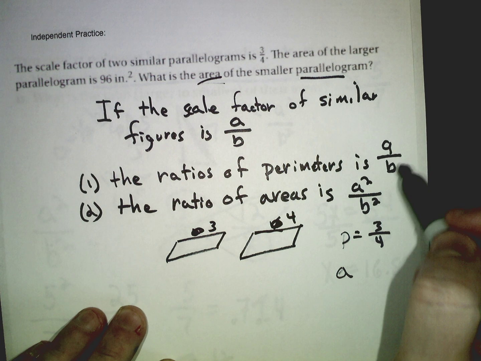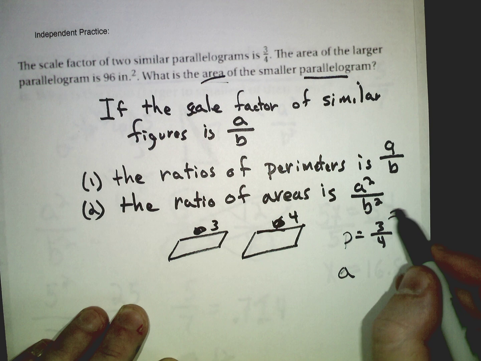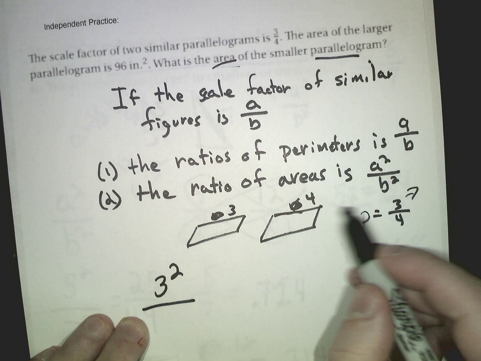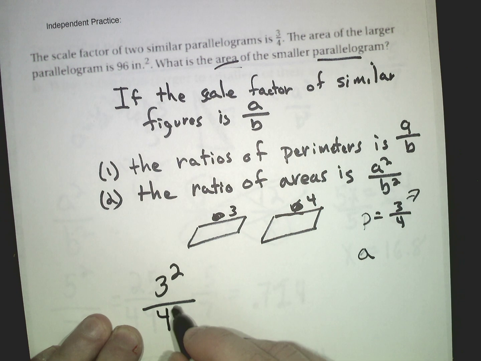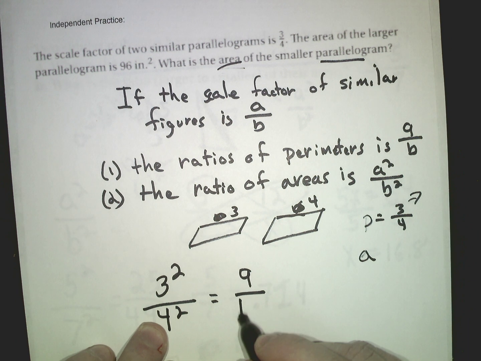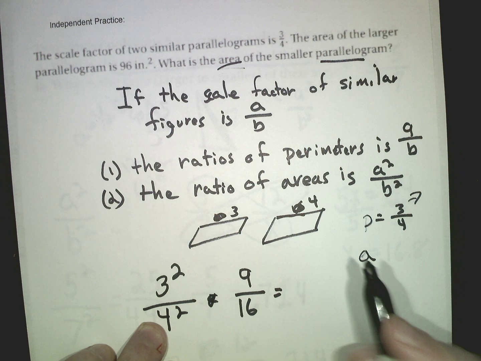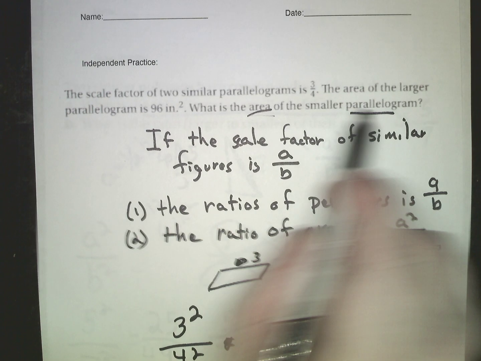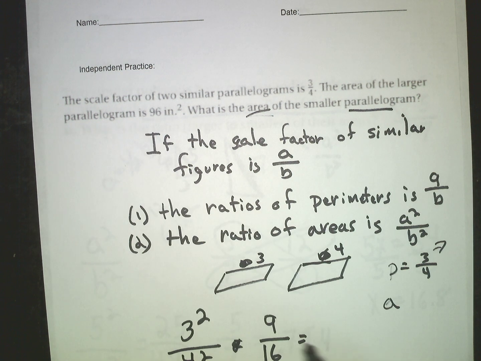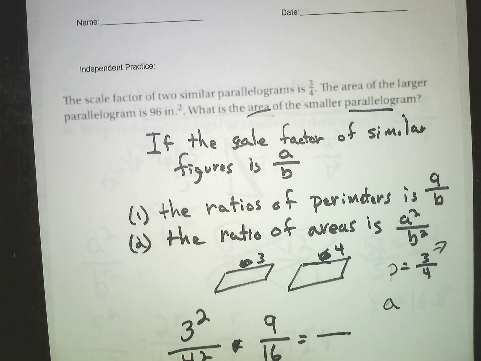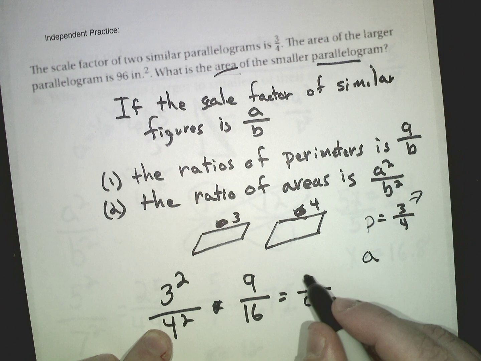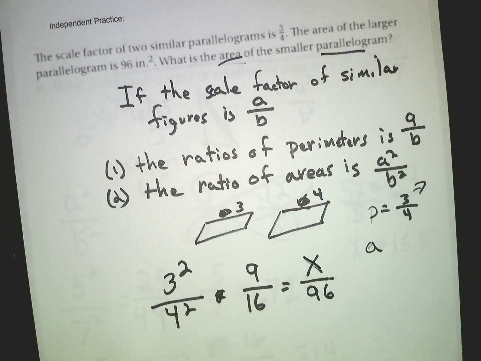Well, my A is the number on top, the 3. So it's 3 squared. And the area on the bottom is 4 squared. Well, we know how to do this. 3 times 3 is 9. 4 times 4 is 16. And that's all equal to, so let's figure out the area of the smaller one. The area of the larger parallelogram is 96 inches squared. So the larger one we have on the bottom here, 16. So I'm going to put the larger one here on the bottom too. The unknown is the area of the smaller one.